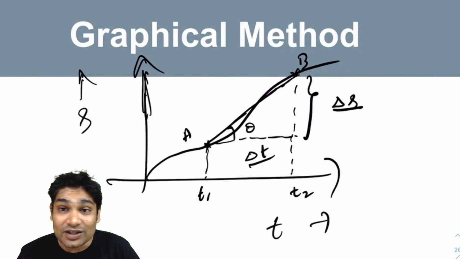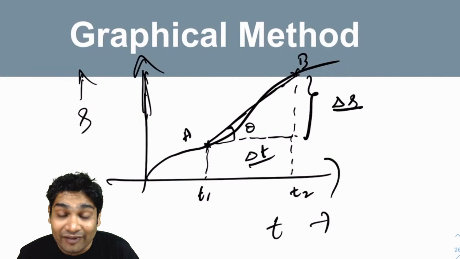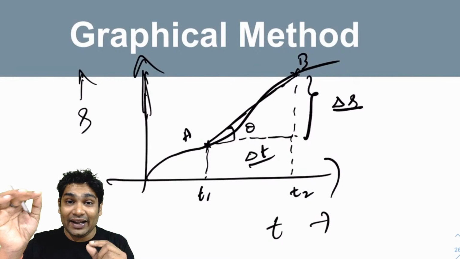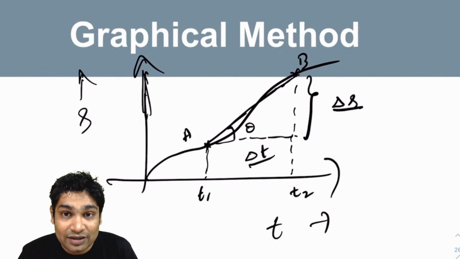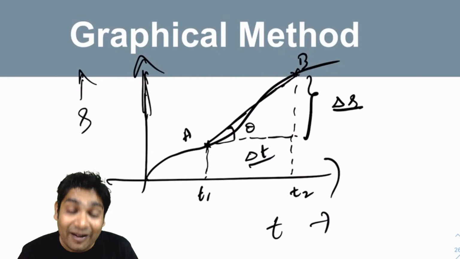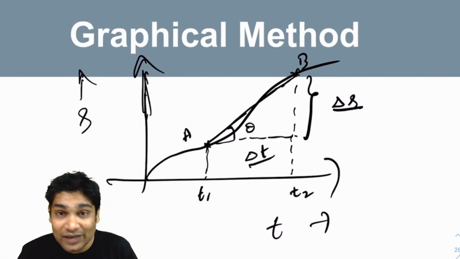So the average velocity between time intervals of T1 and T2 is measured as the average slope. This is called the average slope between A and B. The average slope is found by joining A and B with a straight line and measuring the slope of this. Why is this the average slope? Because this is telling you on an average how S was changing with respect to time.